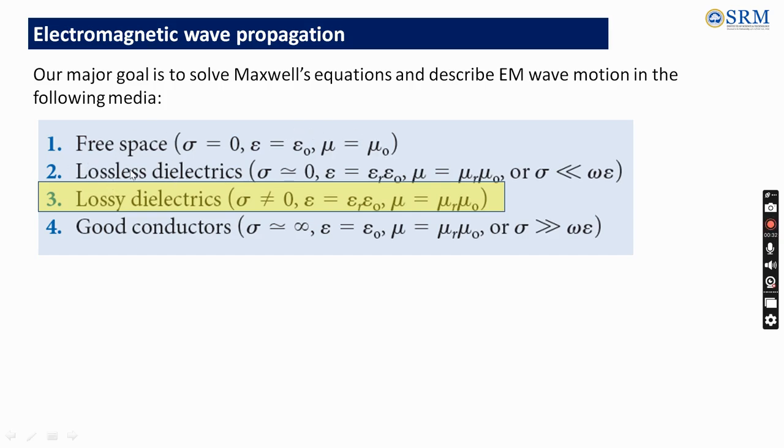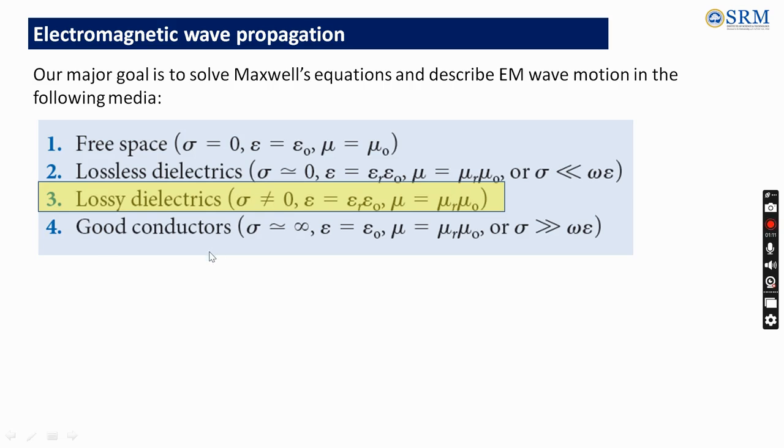When you go for a lossless dielectric, since it's lossless, there will be no conductivity there also, approximately zero. Permittivity and permeability depend on both the relative values as well as the free space values, and here the conductivity will be very small when compared to the omega epsilon term. When you go for a lossy dielectric, there will be a little amount of conductivity, and it's not equal to zero. The rest of the terms remain the same: permittivity and permeability remain the same. The only difference is that conductivity is not equal to zero, compared with lossless.